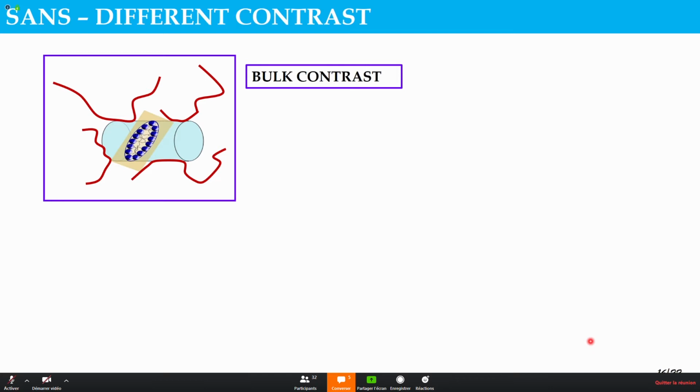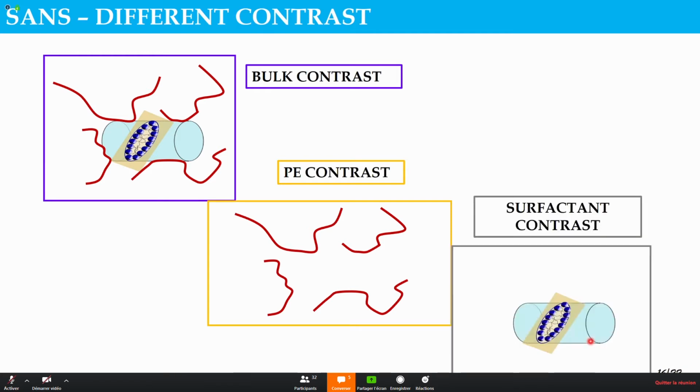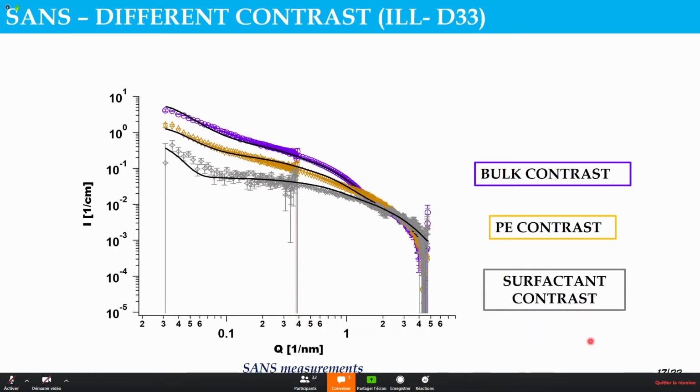So when you work in bulk contrast, you're just able to see all you have in your solutions. But when you work in polyelectrolyte contrast, you only see the polyelectrolyte. And when you work in surfactant contrast, you only see the surfactant. So you're able to have a better image of the shape of your samples or the objects that you have in solution. Now, when you do this experiment, of course, you are able to fit these three curves together, and you can get more information.